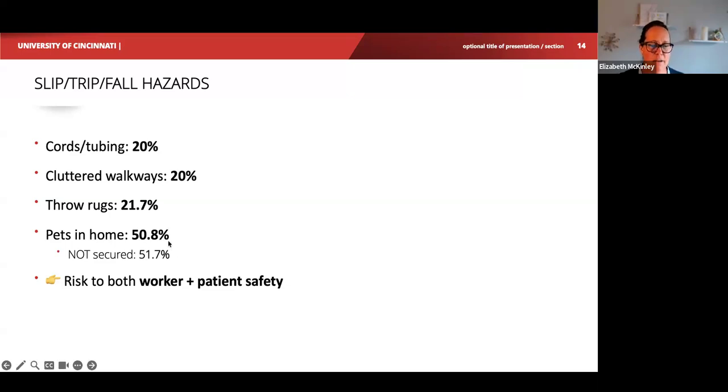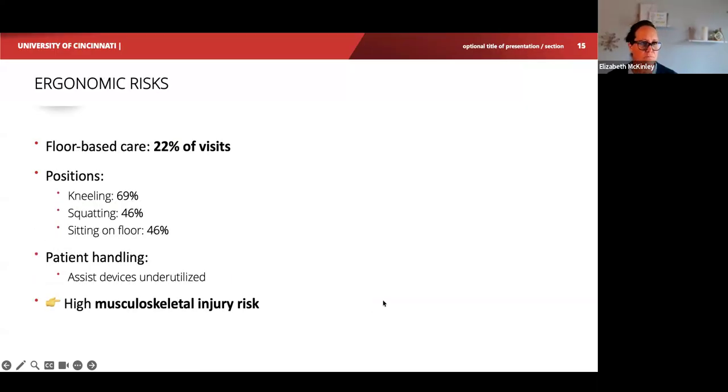Of the 50% of pets that were in the home, 51% of those were not secured away from the worker. If you think about a small dog or large dog at the worker's feet, there's a trip exposure there, as well as it's a wild animal, and how are they going to react if there is something that a worker or patient does that they don't like? So we also have a risk of bite there too, as well as for somebody that may have potential allergies. Again, we can see the overlap of why these hazards are both worker and patient safety concerns.